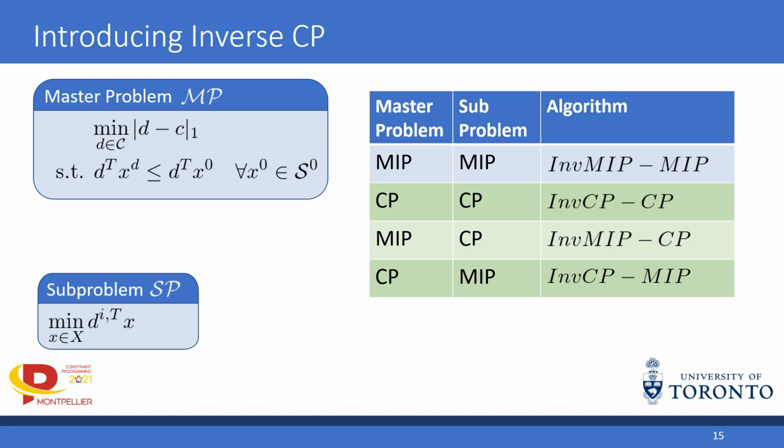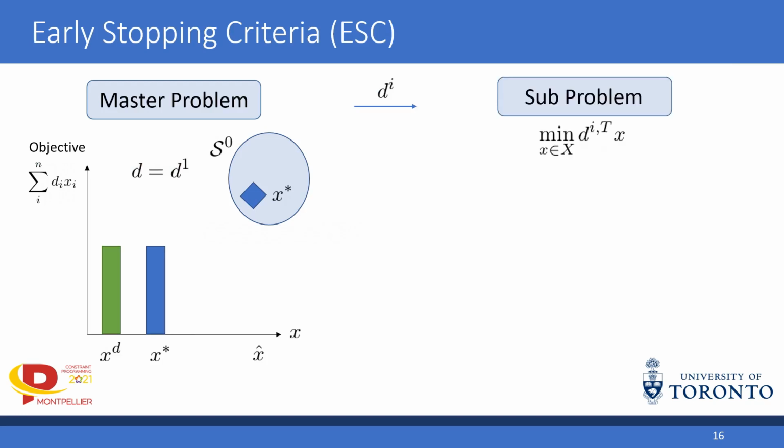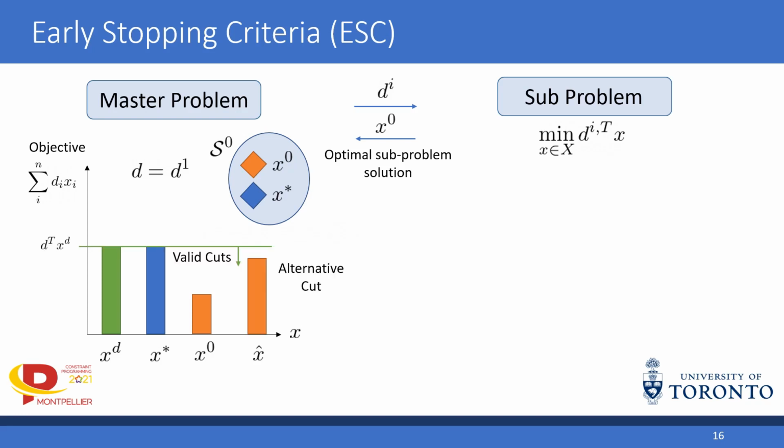So in addition to these three new algorithms, we also define an early stopping criteria, which we show has benefits when CP is used in the subproblem. So the master problem provides new objective vectors for the subproblem. And in the initial algorithm, the subproblem is solved to optimality every time. The optimal solution is added to the set S0 in the master problem, where it forms a cut, because at this objective vector di, xd is no longer optimal. However, any solution that is better than xd at this objective vector would also be a valid alternative cut.